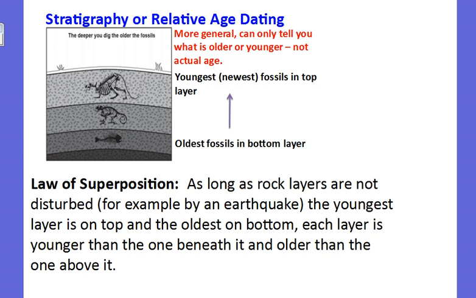And there's something called the law of superposition. So the reason why we can say that the oldest fossils are in the bottom, it's not because I told you so. It's because the law of superposition states that as long as rock layers are not disturbed, for example by an earthquake or some other event, then the youngest layer is always going to be on the top, and the oldest will be on the bottom. Each layer is younger than the one beneath it and older than the one above it. So again, when you're explaining it, you should be using that law of superposition. Law of superposition tells us oldest layers are at the bottom, youngest layers are at the top, as long as they're undisturbed.